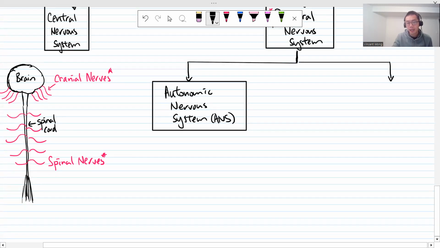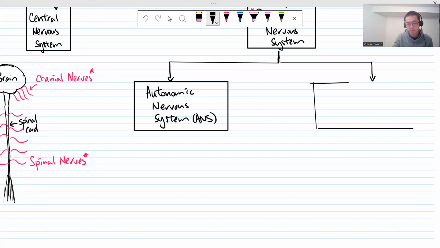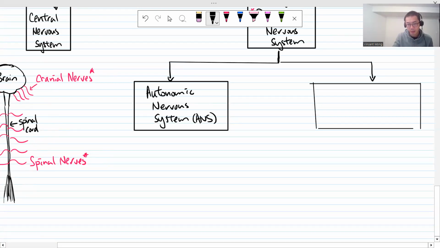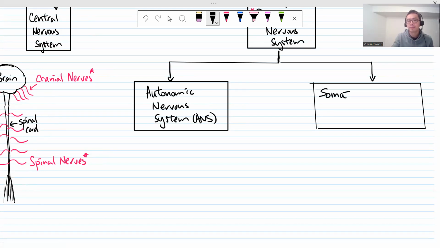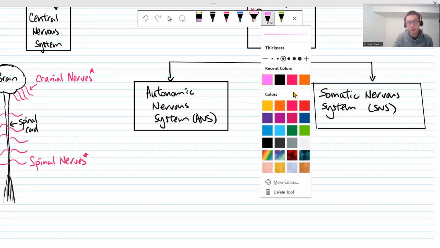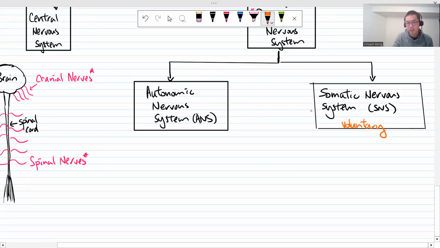The other division is for voluntary stuff, like moving your muscle, talking, and this is the somatic nervous system, or the SNS. So just very briefly, this is for voluntary, and this is more like involuntary.